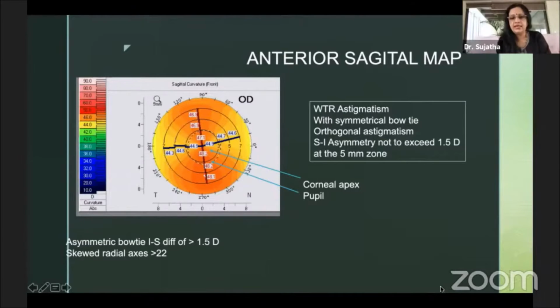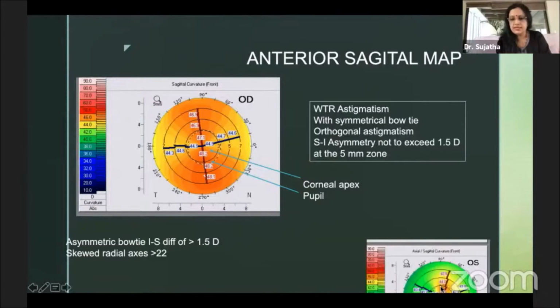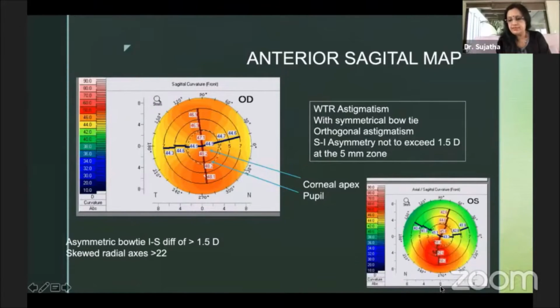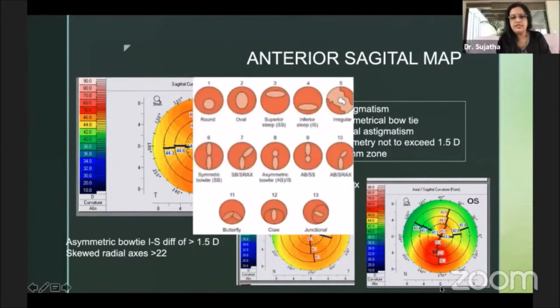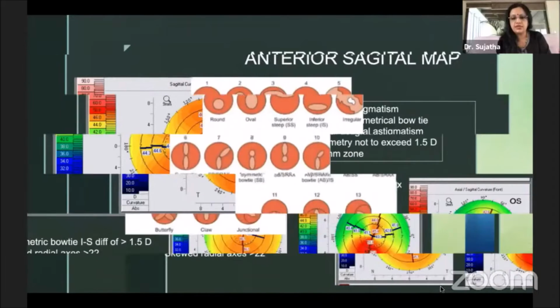Hello, when you look at the anterior sagittal map, you can see this map is with-the-rule astigmatism, symmetrical, both the axes are radial to each other, and there is no asymmetry at the 5 millimeter zone. Whereas in this map, you can see there is an inferior steepening and also a little bit of skewing. And there is again this other map, which shows significant skewing. The important thing is for you to keep on looking at these maps so that you recognize even a little bit of abnormality. So these are the different types of map that you can get on the anterior sagittal curvature.